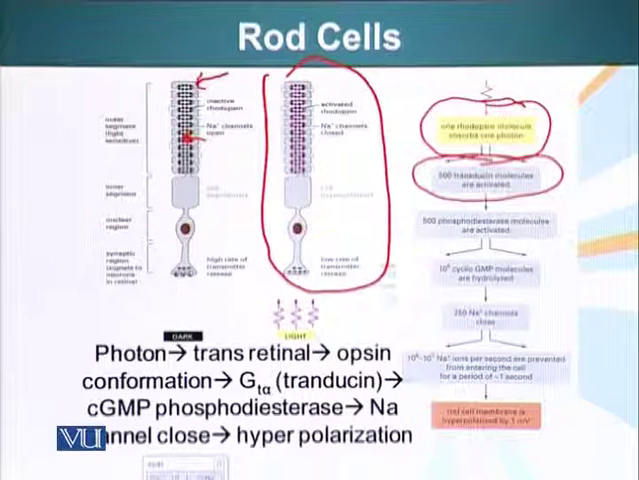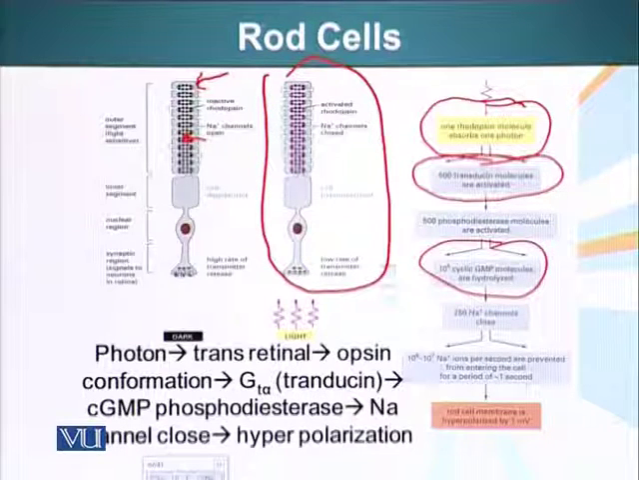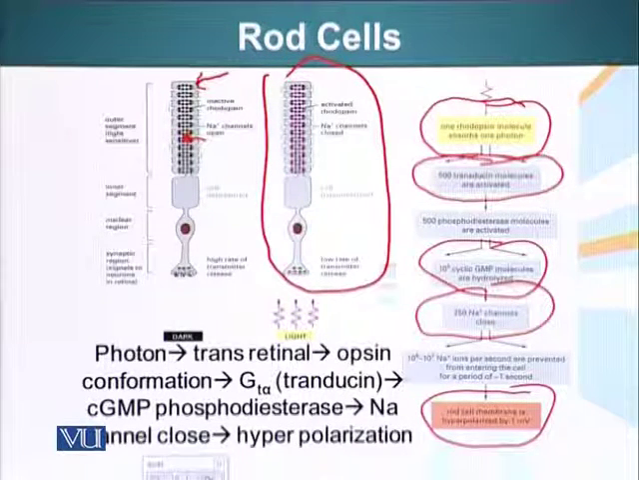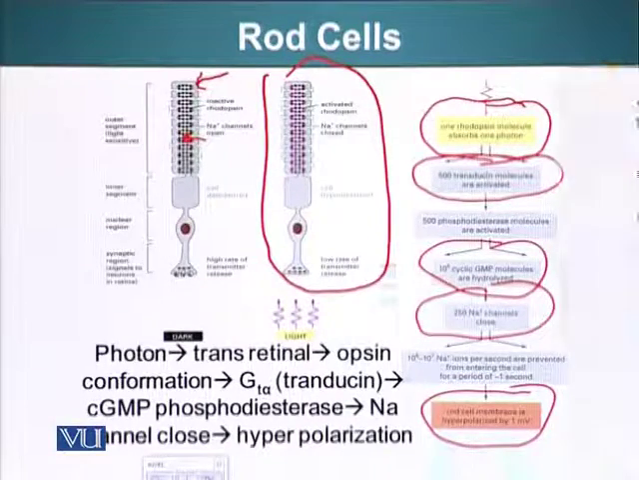These 500 molecules activate one phosphodiesterase molecule, which results in the hydrolysis of 100,000 cyclic GMP molecules and results in closure of 250 sodium channels. The ultimate result is that the rod cell is hyperpolarized by 1 millivolt. Removal of this inhibition sends the signal to the brain that a photon has been detected by such and such rod cell, and once the brain receives this information from hundreds of thousands of these rod cells, the brain is able to construct an image which allows us to see.